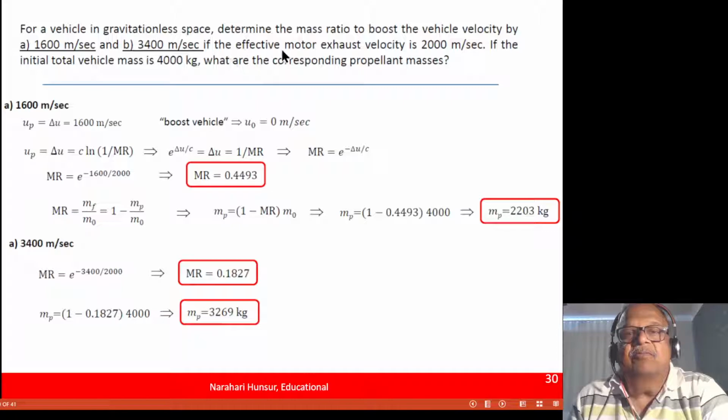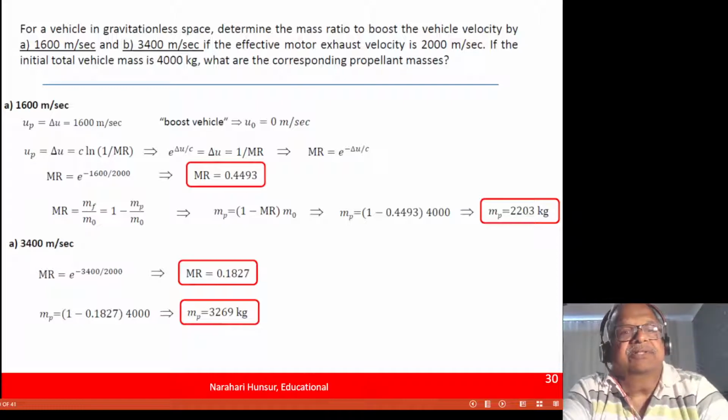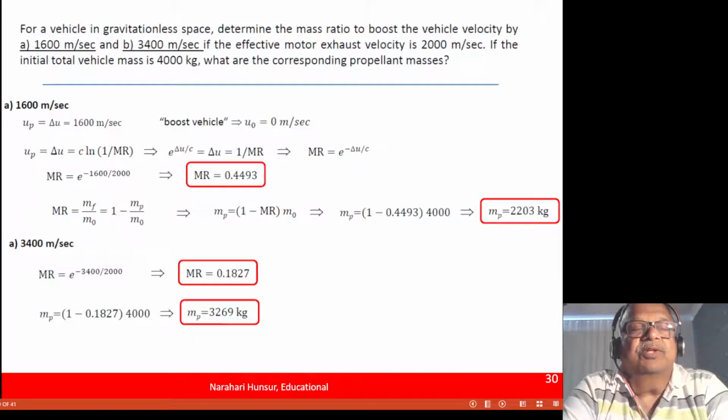The effective motor exhaust velocity is 2000 meters per second, meaning the gas velocity is 2000 meters per second. The initial total mass is 4000 kg, so the rocket is 4000 kg initially, and the propellant exhaust velocity is fixed at 2000 meters per second. That is, g naught into Isp is fixed. I want to give it a boost of 1600 meters per second in option A, and in option B, a boost of 3400 meters per second. So what should be the propellant ratio?